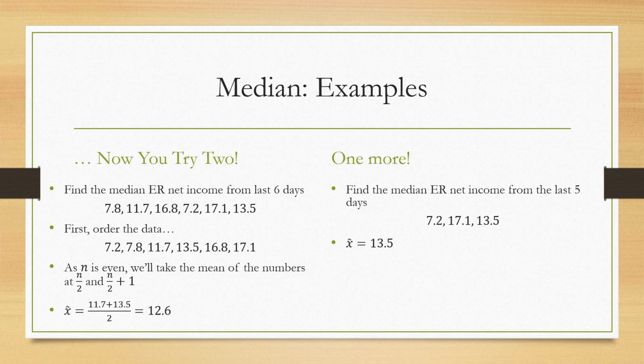I put these in order. That's important. I divide by 2. That gives me 1.5. Round up to 2. It is in the second position in the ordered data set. So note that I would have to order the data set first. It's currently not ordered. And once I put it in order, that second position is 13.5.